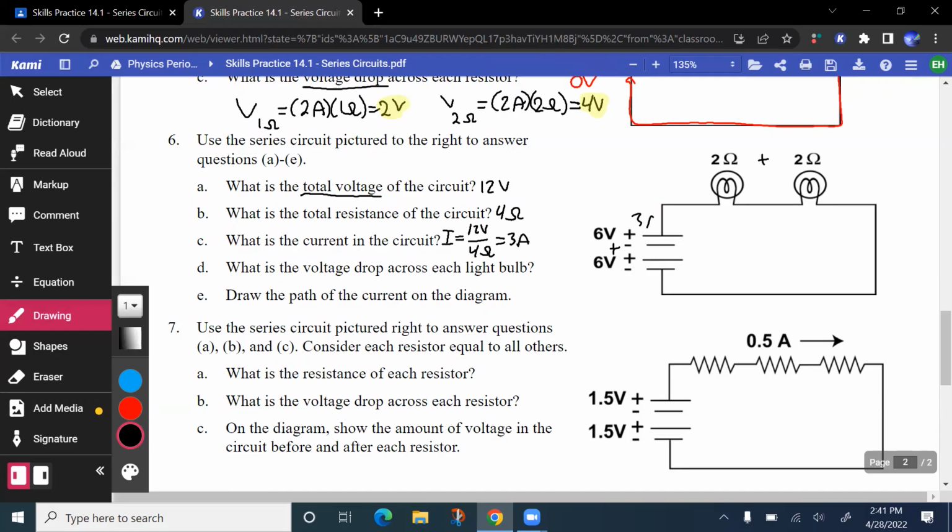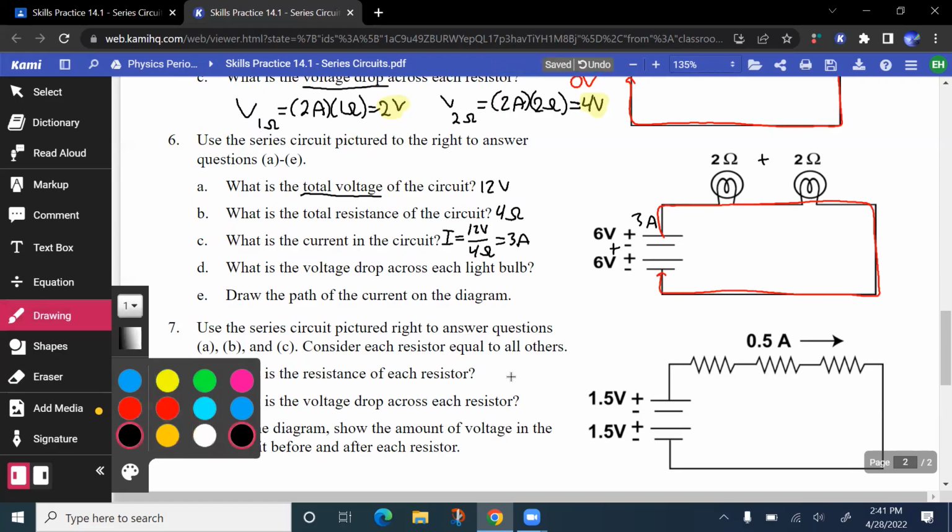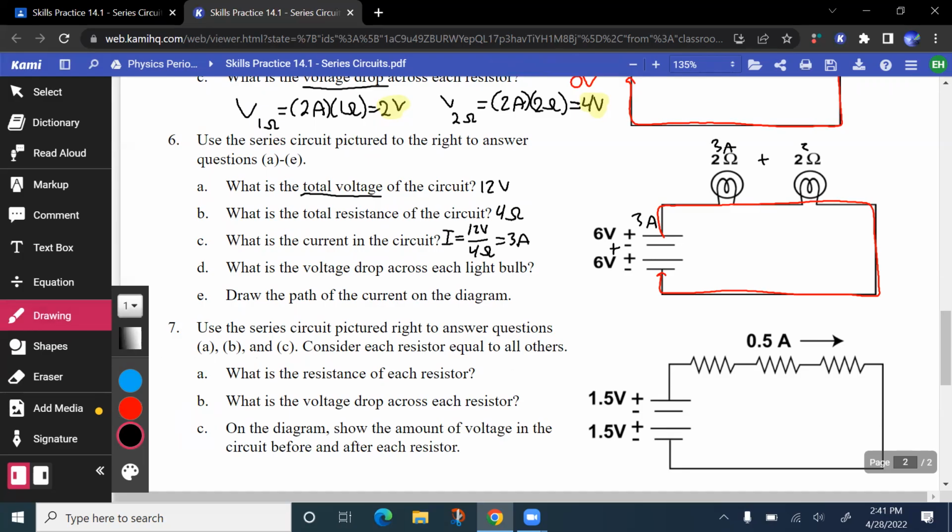So I have 3 amps of current coming from the battery. And if I trace the current for part E, it's going to look like this, going across both bulbs back to the battery. Okay, so I've got 3 amps of current there. I have 3 amps of current across each bulb as well.